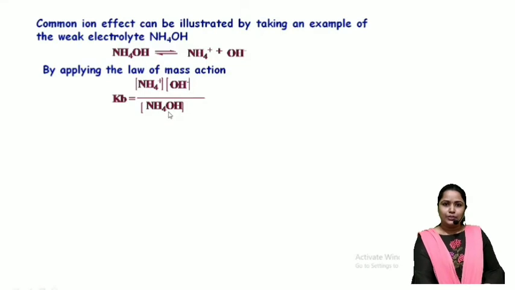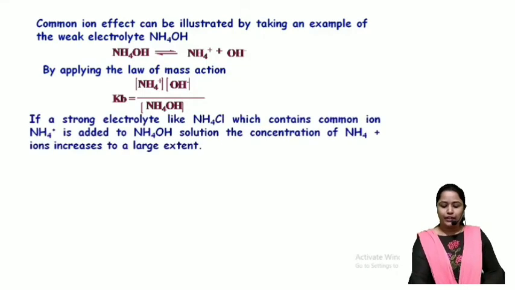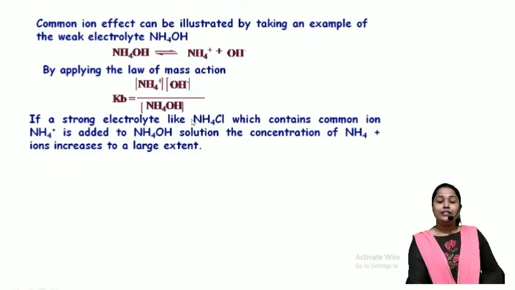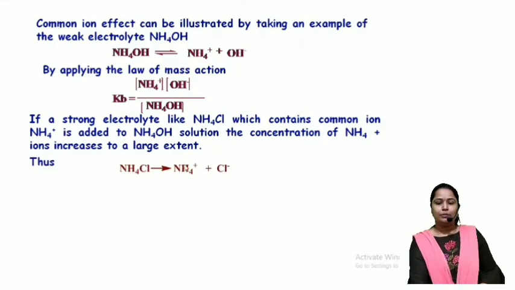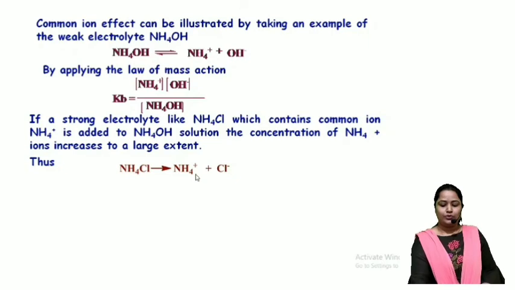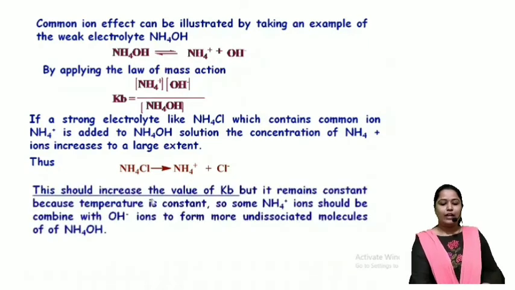Okay, in this solution, if we add a strong electrolyte like NH4Cl, then there is an increase in concentration of NH4 plus ion to a large extent. So again, equilibrium is disturbed. In order to keep the value of K constant, the excess NH4 plus ion combines with OH minus ion to form NH4OH, undissociated molecules of NH4OH.